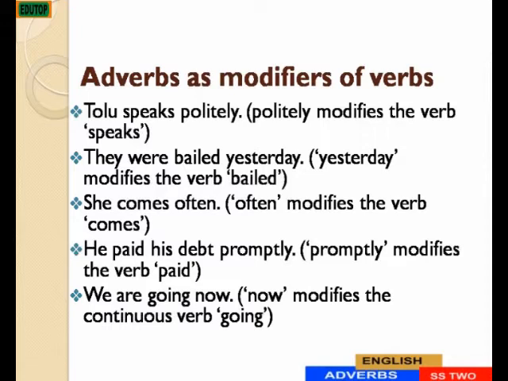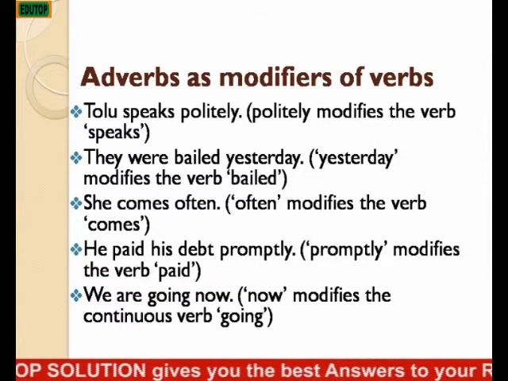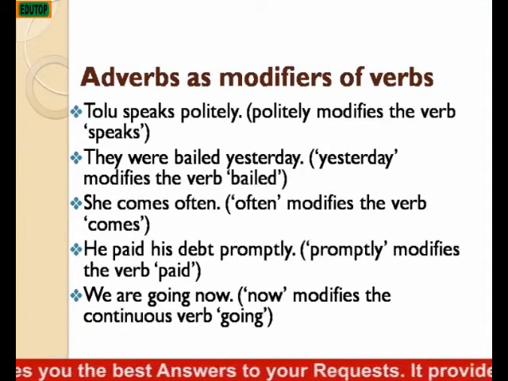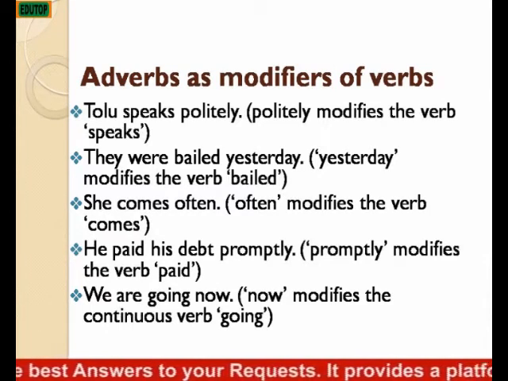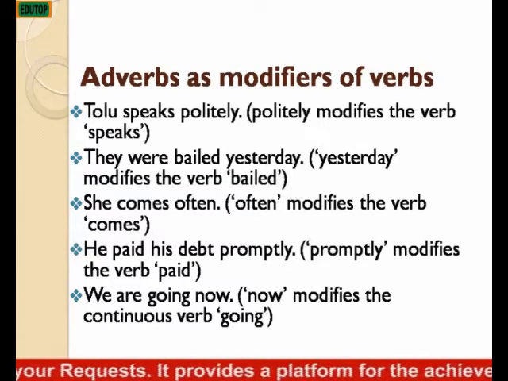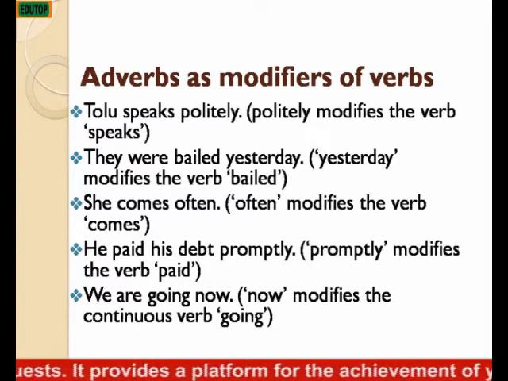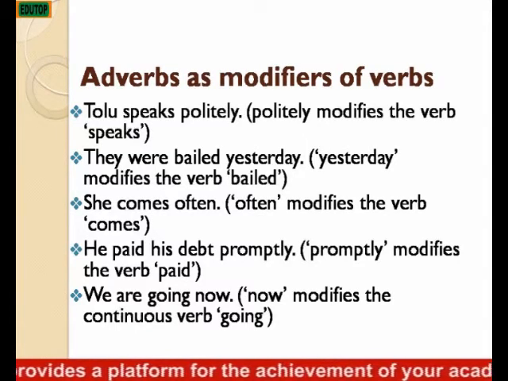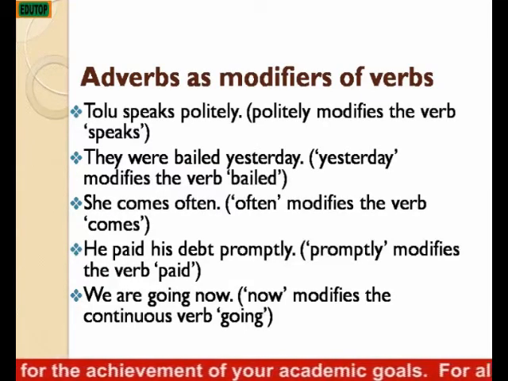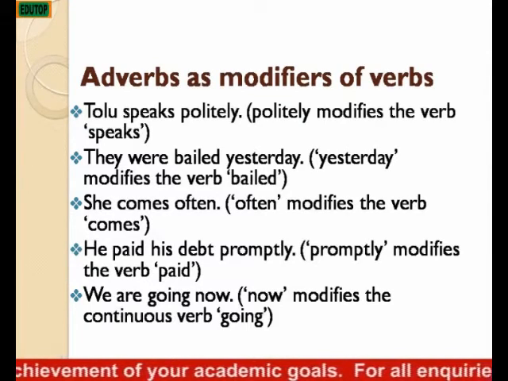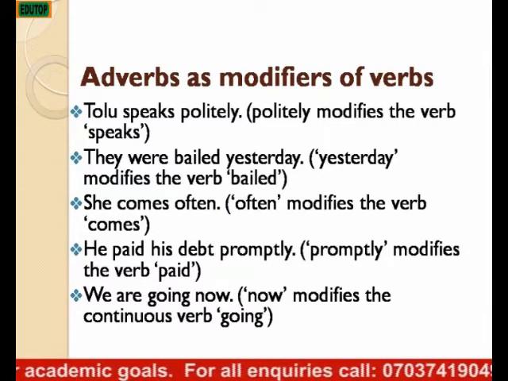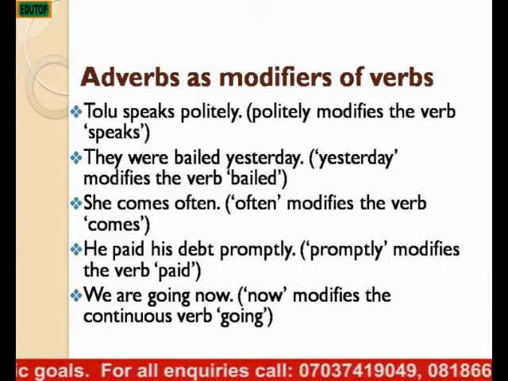They were billed yesterday. Yesterday is the adverb, while billed is the verb. She comes often. Often is the adverb that modifies the verb comes. He paid his debt promptly. Promptly is the adverb that modifies the verb paid. We are now going, or we are going now. Now is the adverb, while going is the verb. All these are examples of how an adverb gives us more information about verbs in sentences.